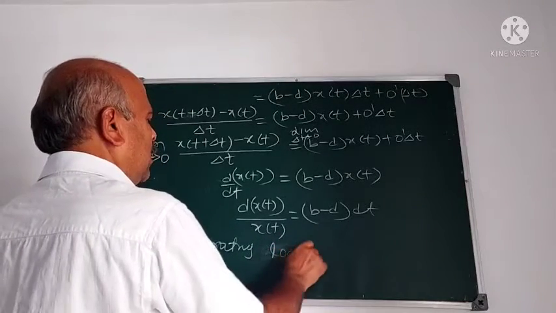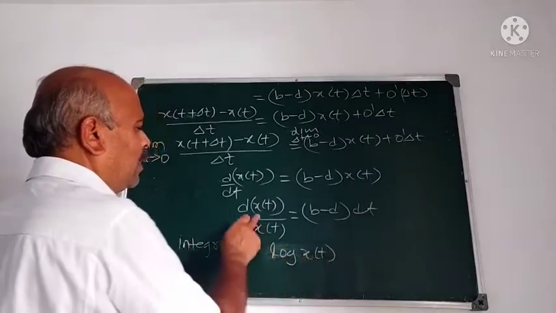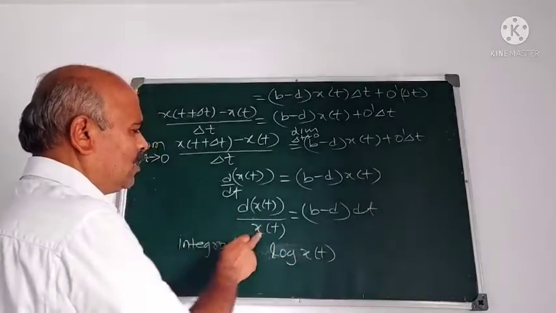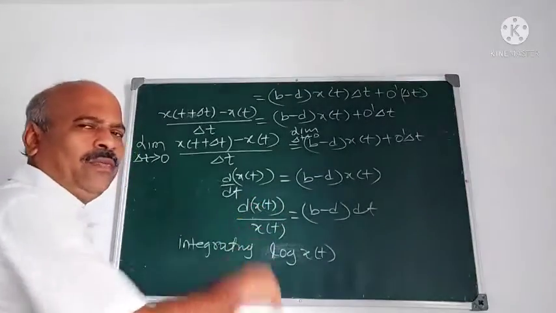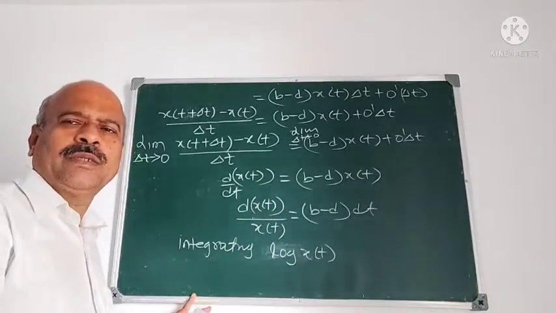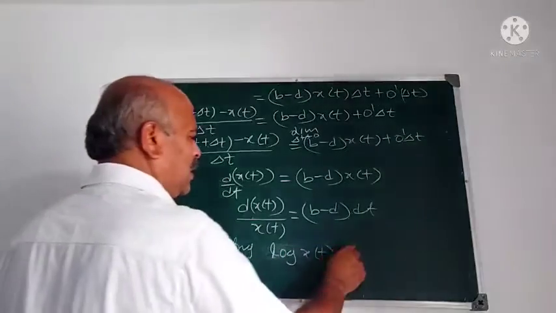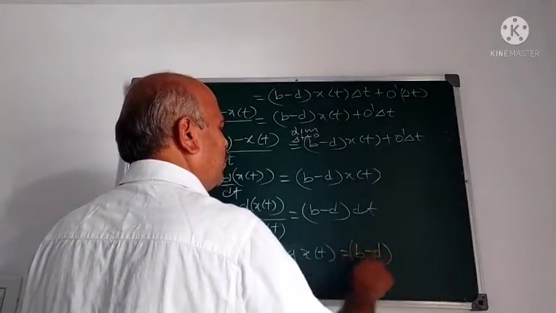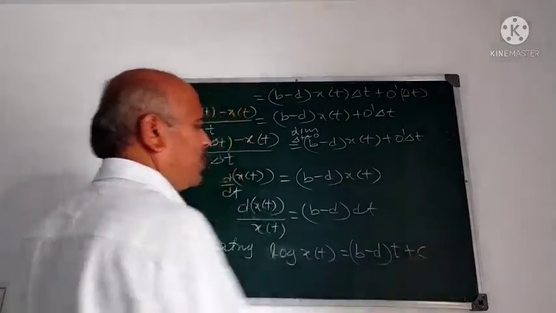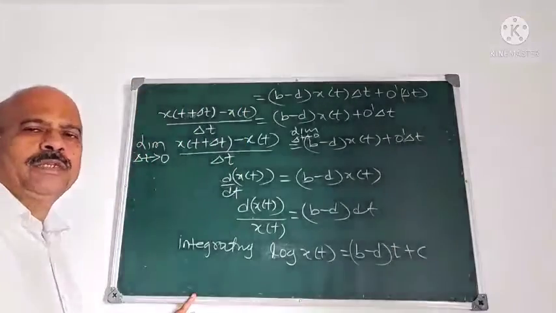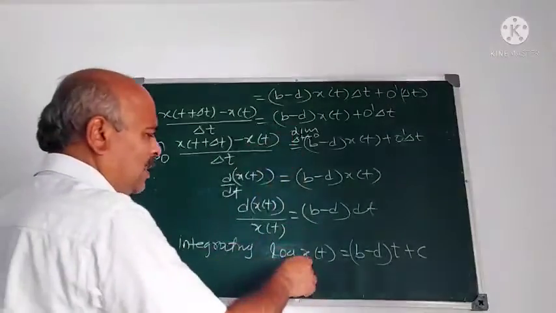How do you integrate now? Numerator is the differentiation of the denominator, meaning the integration is log of the denominator. It is f dash x by f x. What is the integration of f dash x by f x? Log f x. Therefore log x(t) is (b minus d) into t plus c. What is c? Constant of integration. I think you followed these steps here.